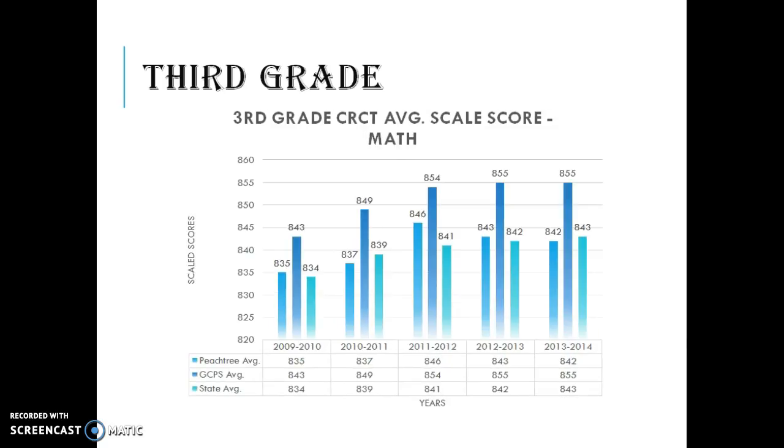For third grade in math, they made some gains the first year, lower in the following year, and then in 2011 and 12 they did well and they beat the state's average. You can see they got 846 versus the 841.